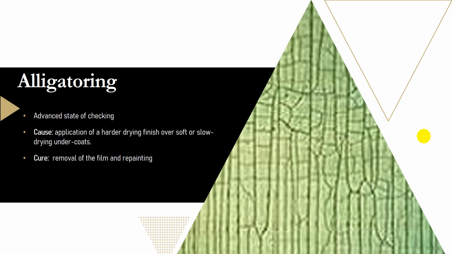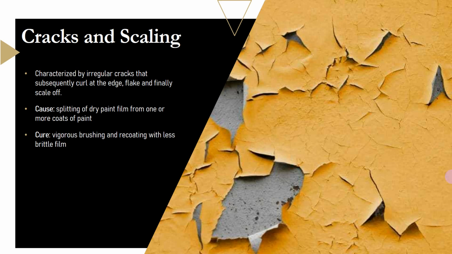The next one is the alligatoring. Alligatoring is a pattern cracking similar to the scales of an alligator. It occurs when a hard coat of paint is applied over a soft coat or existing coat of paint. The cure is the removal of the film and repainting, and it also requires a high quality oil-based primer to prevent this paint defect.